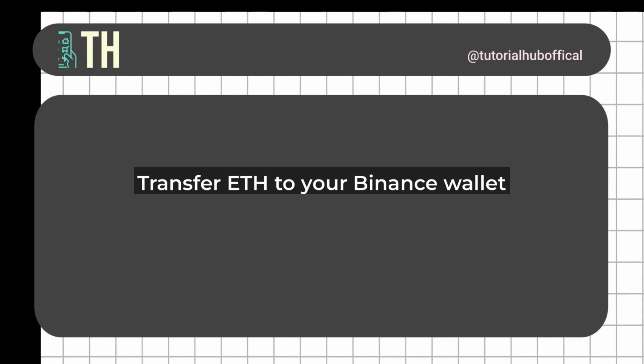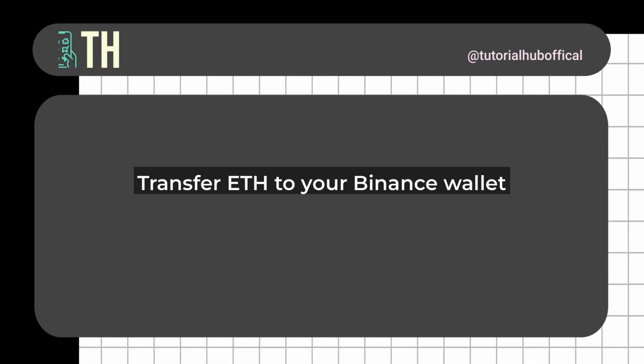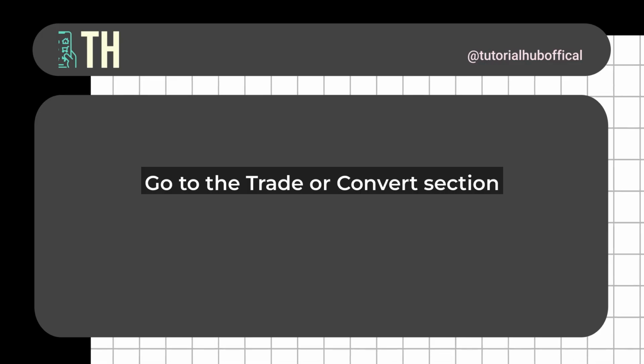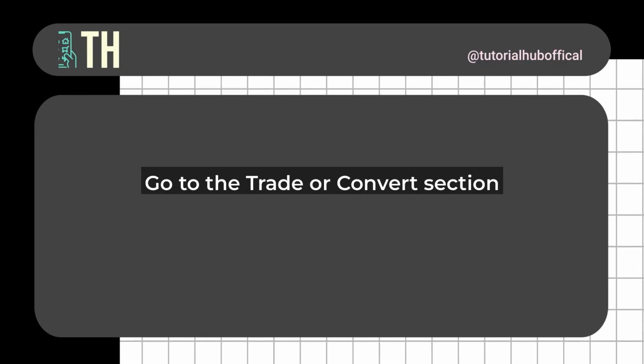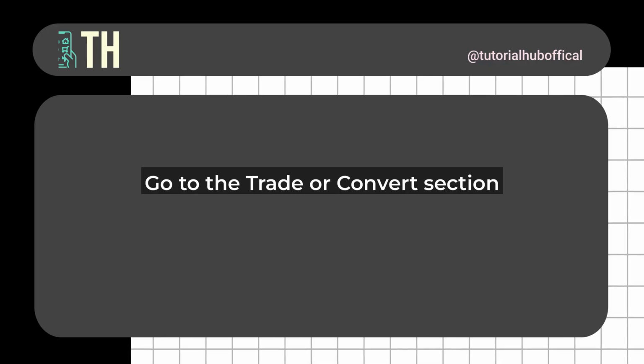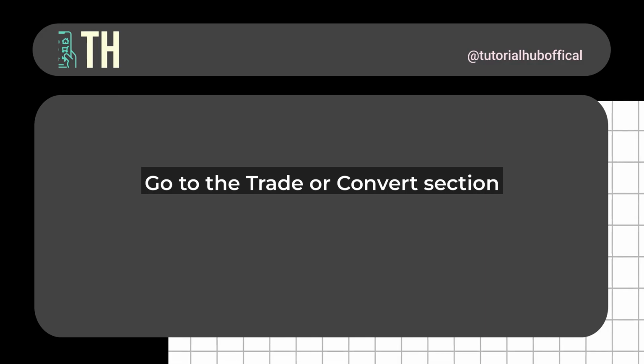First things first, make sure you have a verified Binance account. If you don't, head over to the Binance website or app and sign up. It's quick and secure. Once you're logged in, you'll need some ETH in your spot wallet. If it's in another wallet, transfer it to Binance first to keep things simple.